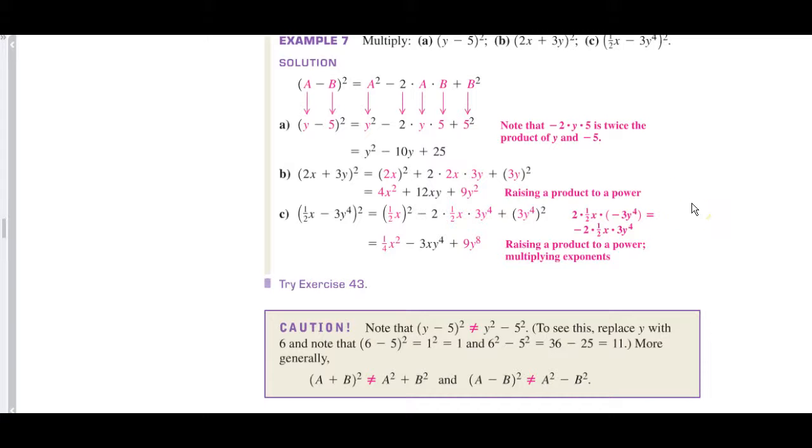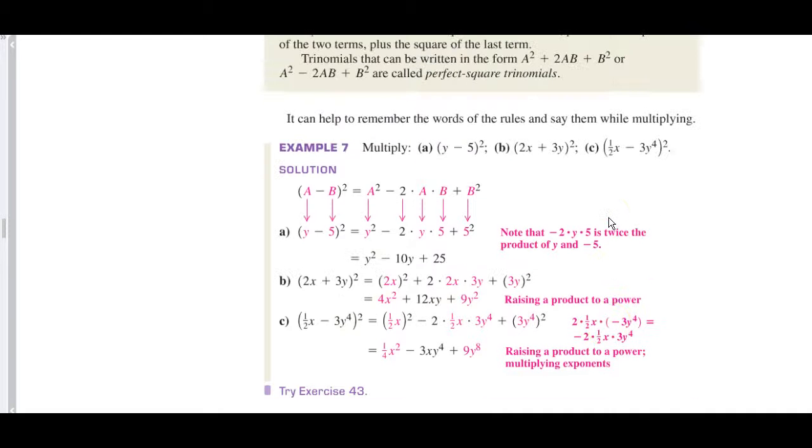Now I recently gave some tests and I noticed students, when they did this, were not getting the middle term. When you square a binomial, you get a perfect square trinomial. So you need 3 terms. Now, how do you get mastery on this? You get mastery by practice. And then you do your quiz me to earn those mastery points.